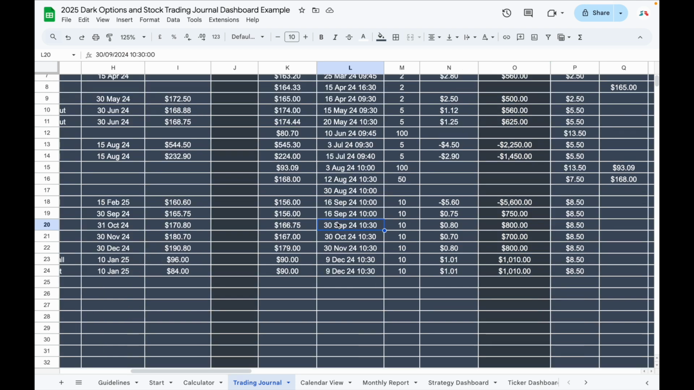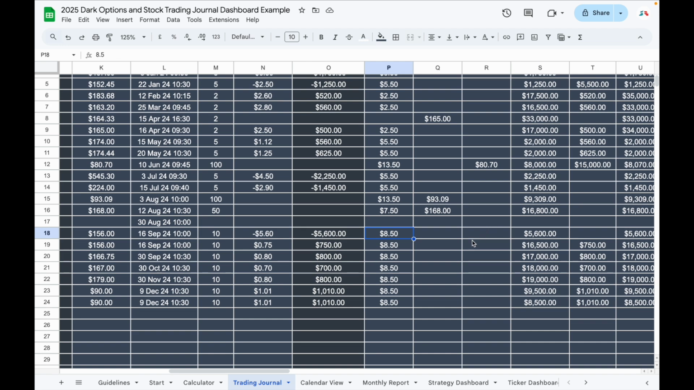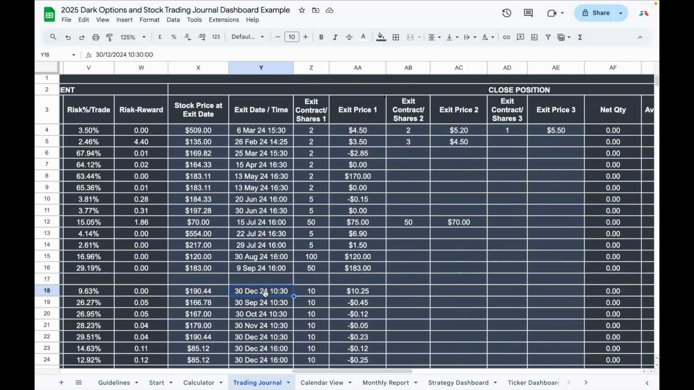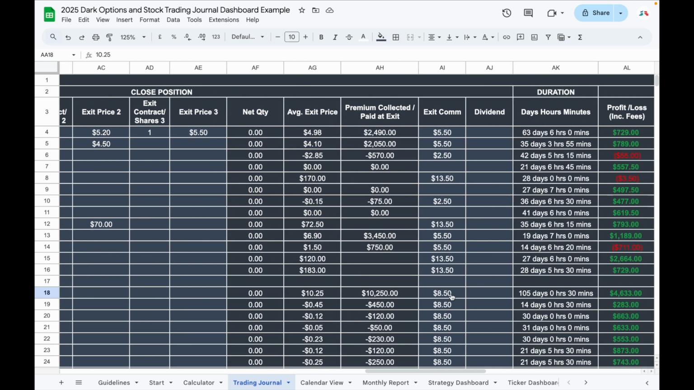Under open position, enter the entry date and time, number of contracts, and net entry price. If the trade requires a debit, enter the price with a minus sign. Enter the entry commission, buying power, max profit, and max loss. After closing the trade, input the exit details including exit date, exit contract, and exit price, and also enter the exit commission.